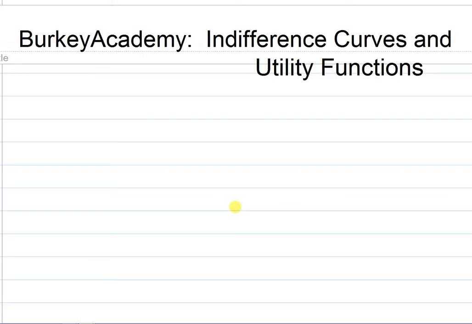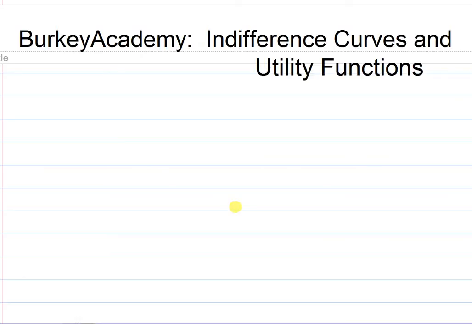So I'm not going to go through the basic ideas of what indifference curves are or what utility is. I'm going to assume you already know that. And what we're going to do is go through several different kinds of preference types we might want to model and see how we might be able to represent those graphically and as a function.